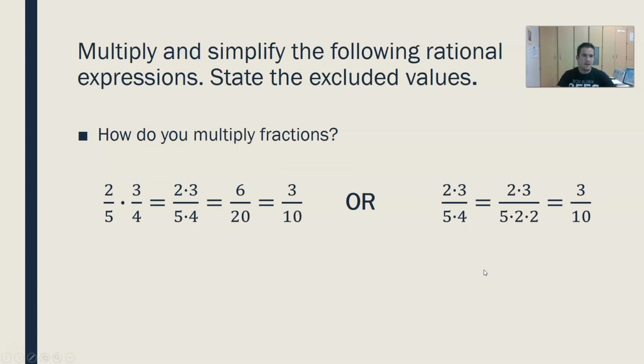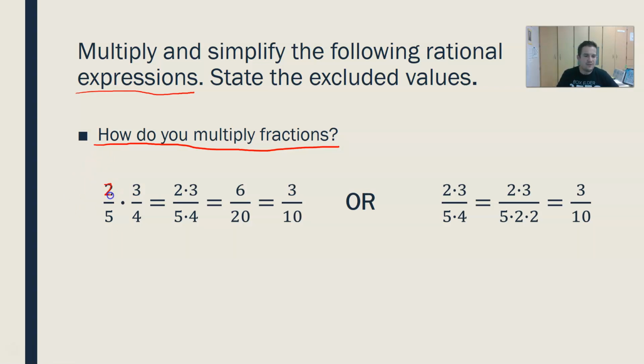Pretty intuitive that that's what I want you to do, since that's what this lesson is called. Multiply and simplify the following rational expressions and state the excluded values. Before we get into that, these are in your guided notes, keep that in mind. But remind yourself, how do you multiply fractions? What do we do when we multiply fractions?